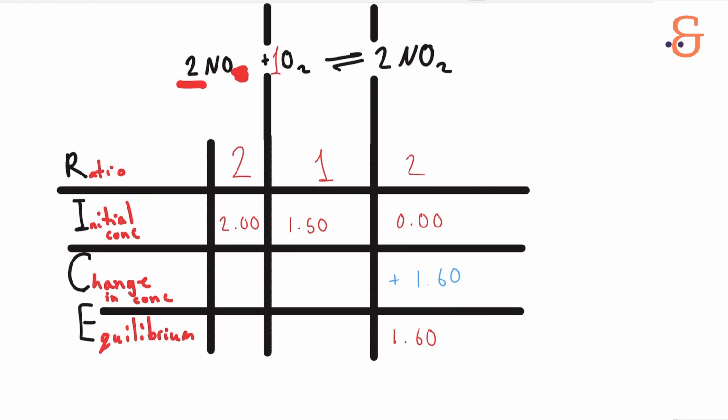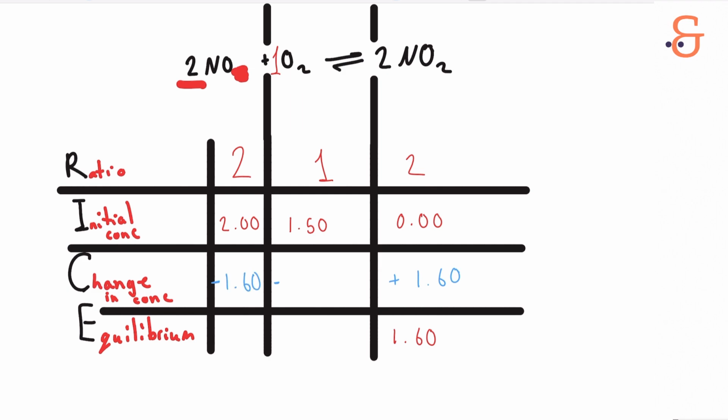As a rule of thumb, the amount of reactants is going to decrease during the reaction and the amount of products is going to increase. Hence we'll always put a minus in the change row in front of the reactants and a plus in front of the products. Now, since the NO2 and NO have the same molar ratio, if we gain 1.6 moles of NO2, that means we'll lose 1.6 moles of NO.